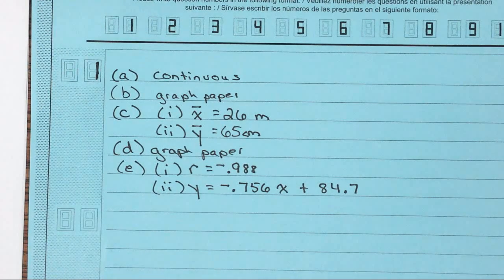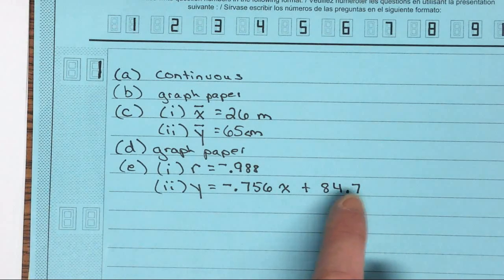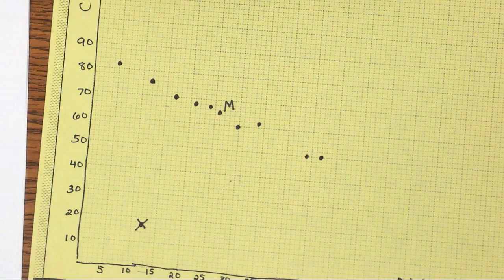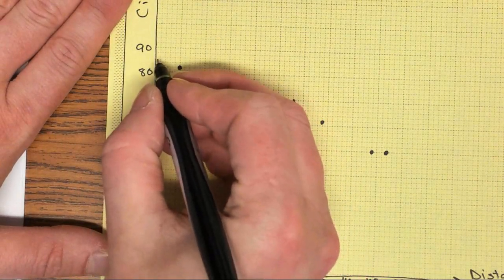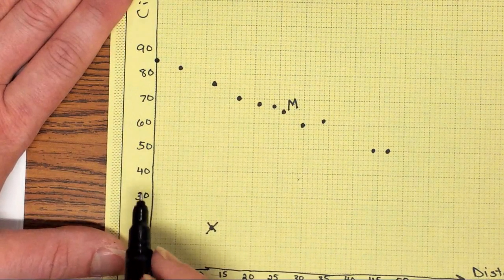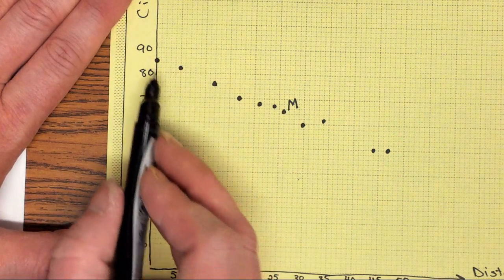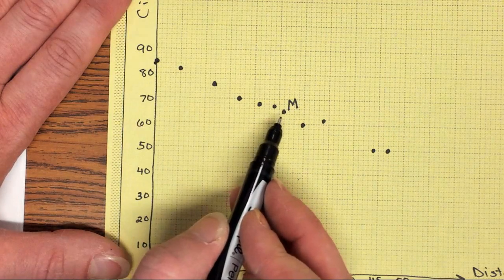Draw the regression line on your graph. Okay, so 84.7, isn't that something important on a graph? What was that? You already told me. Y-intercept. So that's about 85, right? 84.7. My y-intercept is going to go through here. Your line of best fit also has to go through that M. So I need to connect that y-intercept with that M value.